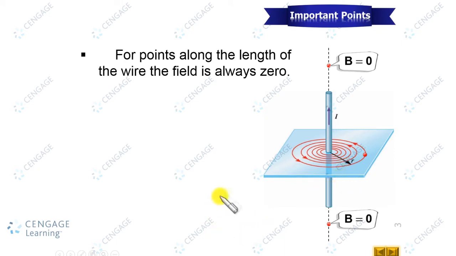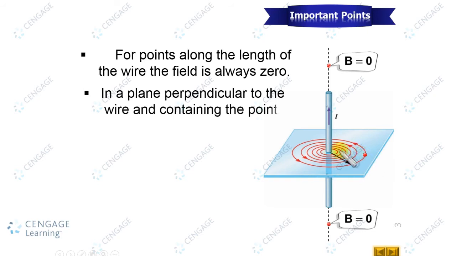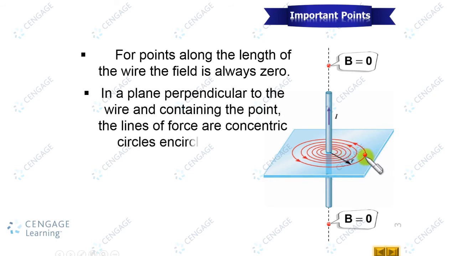And for finding the direction of the magnetic field vector, what we do? We draw the tangent. For drawing the tangent, what we do? We join this point with the wire. This will be the radius of this circle. And we draw the tangent in the direction of the magnetic field lines. So this will be the direction of the magnetic field. Now we are going to take a few selected illustrations. Through those selected illustrations, we will discuss the same concept.